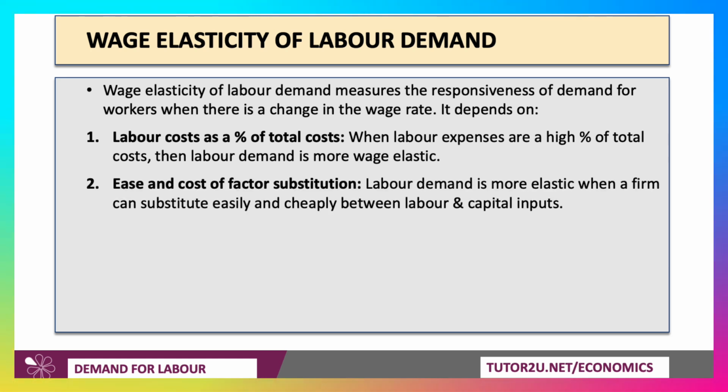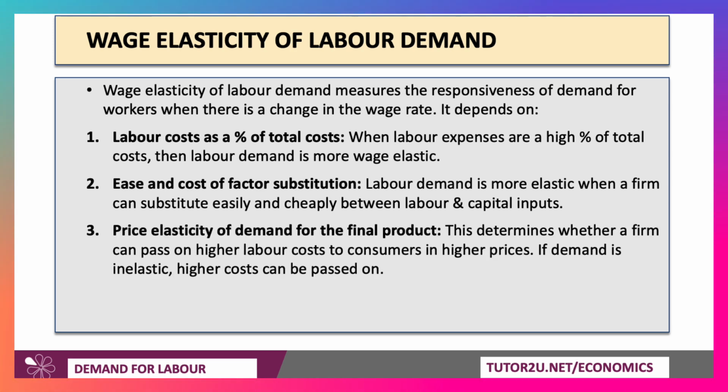Secondly, the ease and cost of substituting labour and capital. So a firm, for example, a security guard company, might decide to replace some of their guards with new technology, with cameras. Labour demand tends to be more elastic when a firm can substitute easily and cheaply and timely between labour and capital inputs. In some jobs, however, it's very hard and costly to replace the labour.